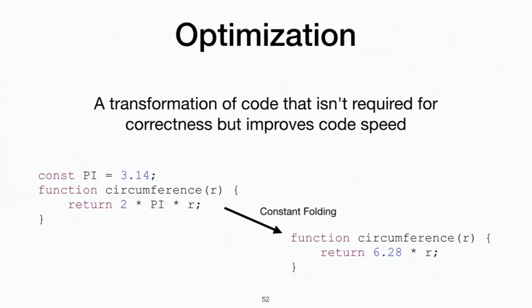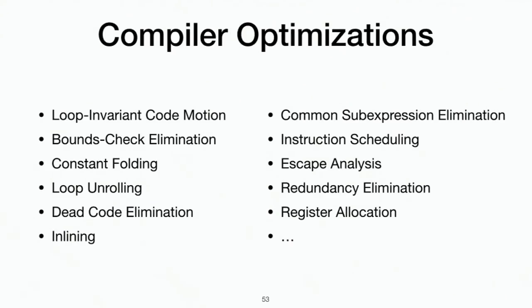We have this function here, circumference, which computes the circumference of a circle. And in this case, the compiler could notice that this expression 2 times pi is actually constant. So it could just pre-compute that at compile time and insert that constant here and save a multiplication at runtime. So that's called constant folding. It's a very basic optimization. And there's a bunch of others.